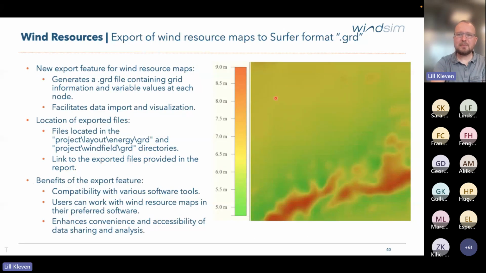Wind resources. We've implemented a new export feature, so we can export the wind resource map to the server format .grd. Then it will be easier to export to other programs or your own tools. It's easier for you to script and do your own calculations. You can find it either in the project or in the project layout energy grid directory.